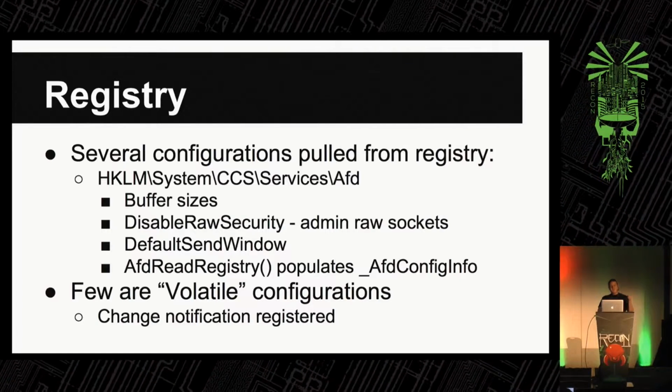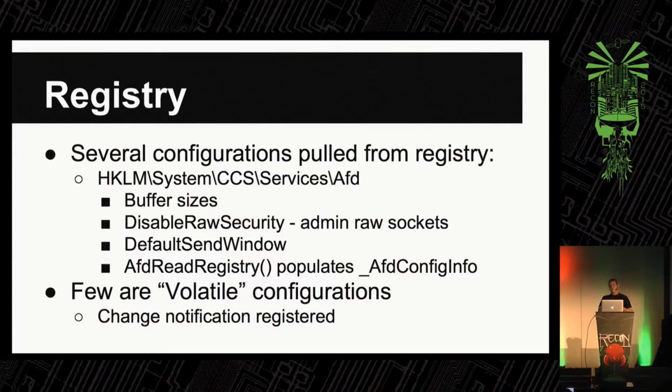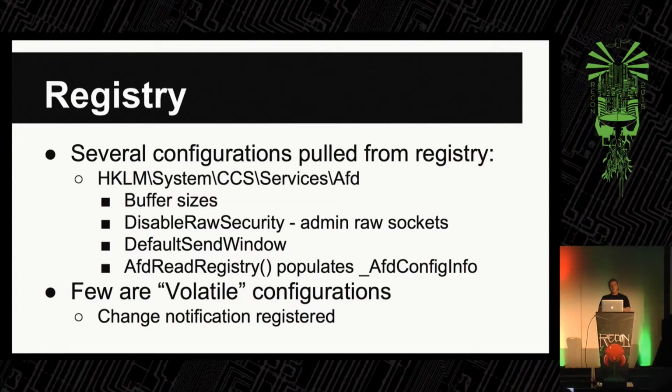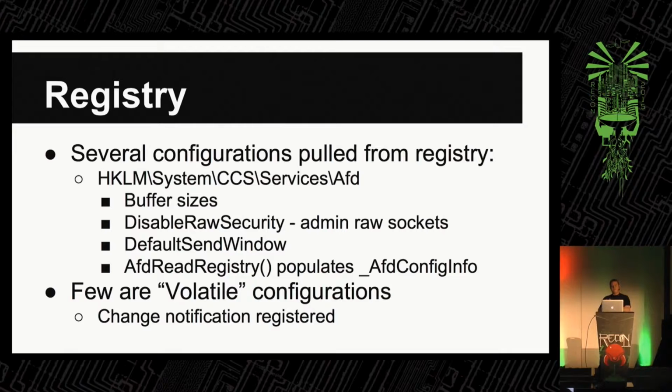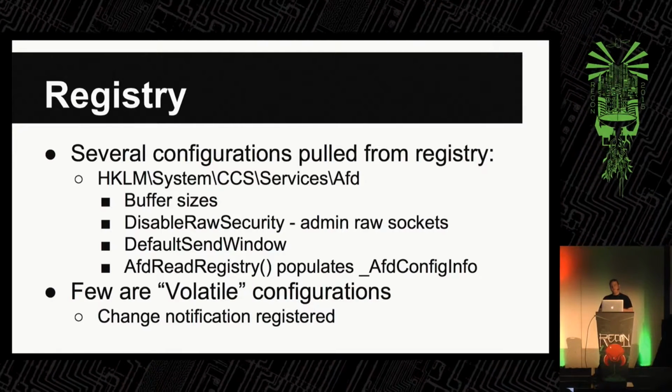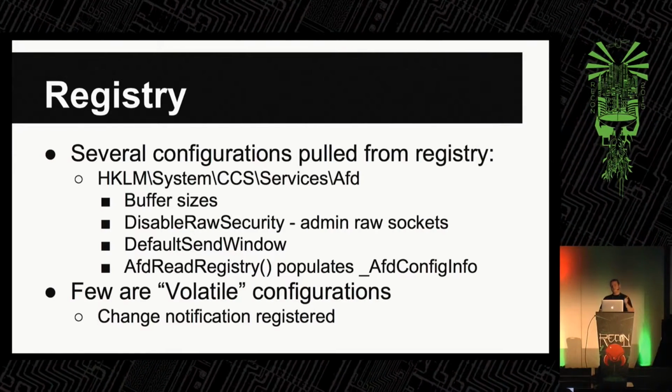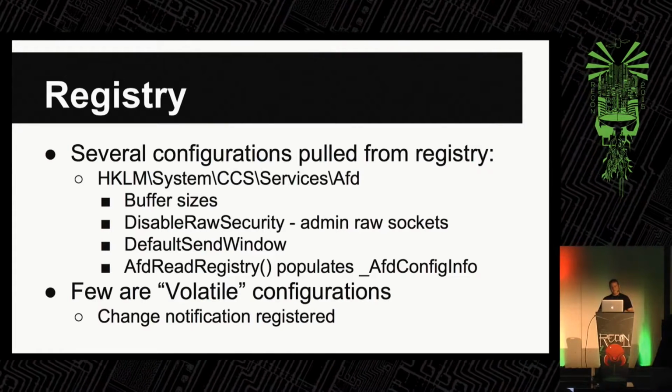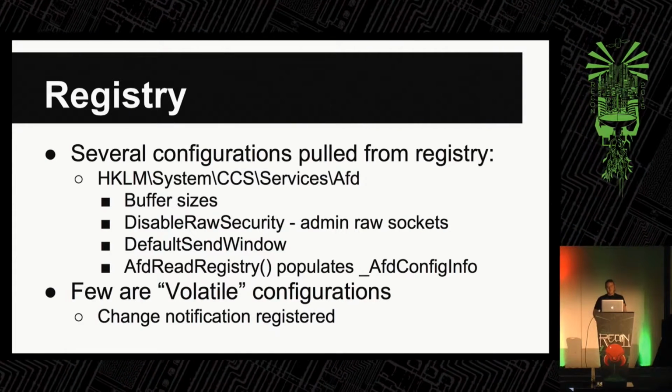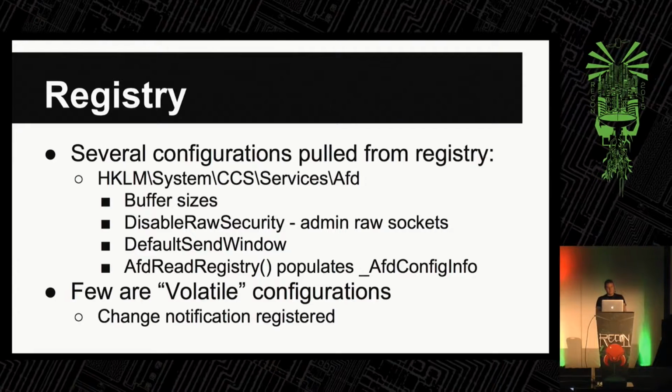And then you actually see protocol-specific things coming from this configuration as well. So default send windows, the TCP windowing, that you can actually adjust in your registry. And it's very easy to find all of these configurations. You just run strings on the binary, and you'll see all of them. And this fills out this AFD config info structure that's referenced all over the place.